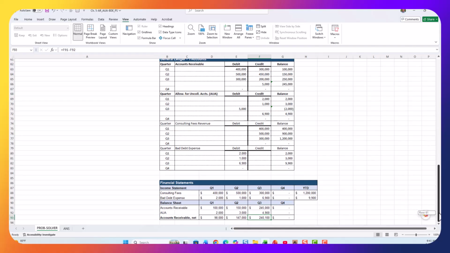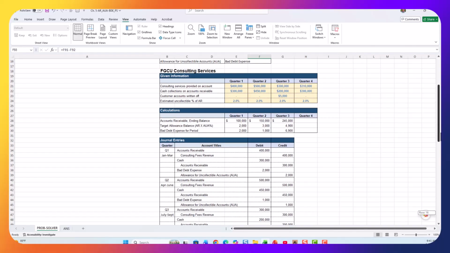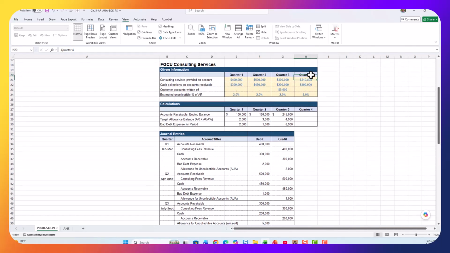Let's look at Q4. During the fourth quarter, consulting services provided on account totaled $310,000, cash collected $300,000, no charge-offs, and the estimated uncollectible percentage remained at 2%. So when we do our calculations, our ending balance for accounts receivable is the $245,000 from Q3 plus the $310,000 revenue from Q4 minus the cash collected of $300,000 from Q4 for an ending balance of $255,000.